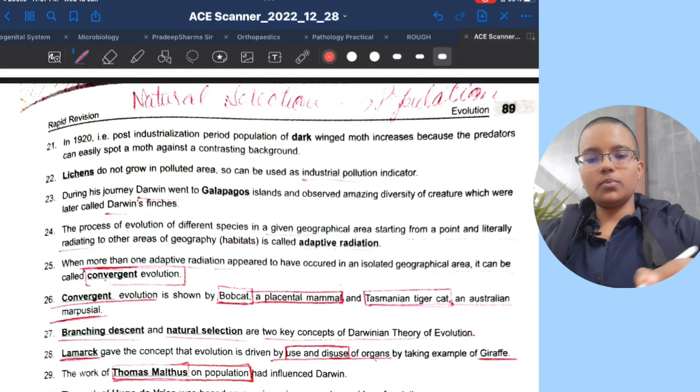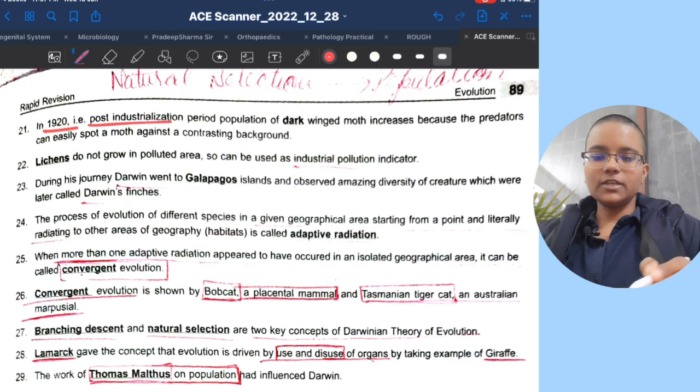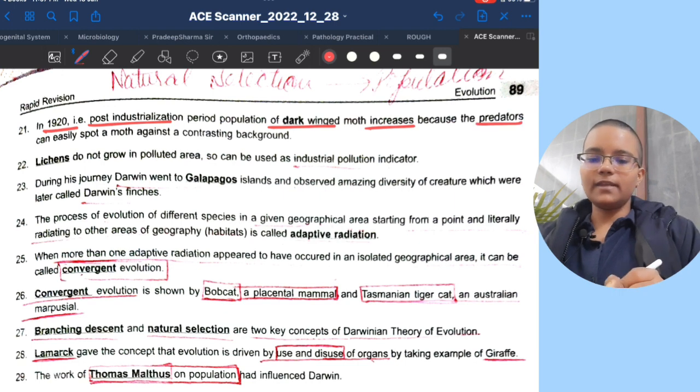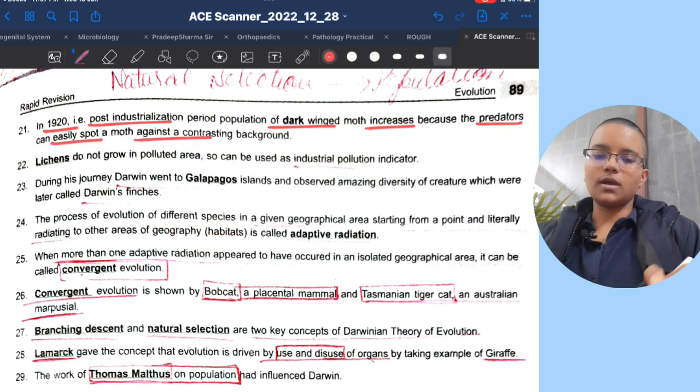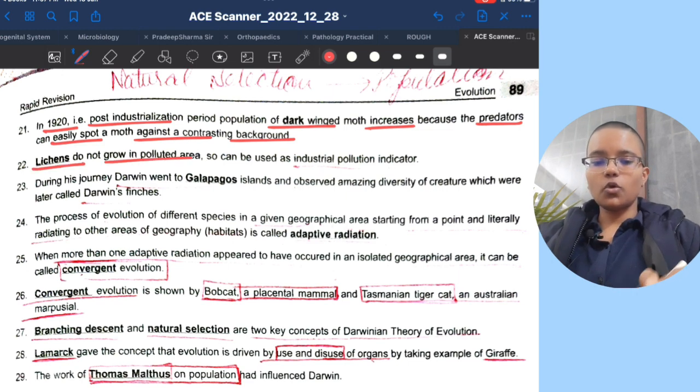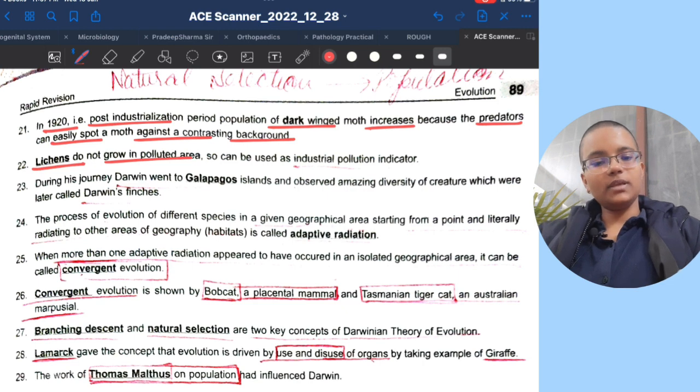Natural selection in a population: in 1920, in the post-industrialization period, the population of dark-winged moths increased because predators could easily spot light moths against a contrasting background. Lichens do not grow in polluted areas, so they can be used as indicators of industrial pollution.